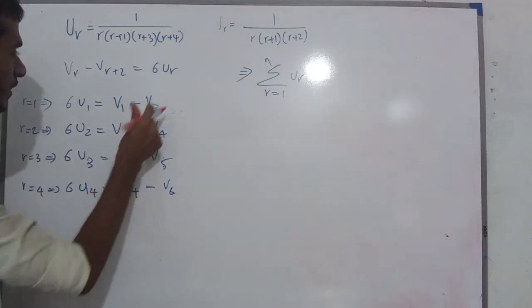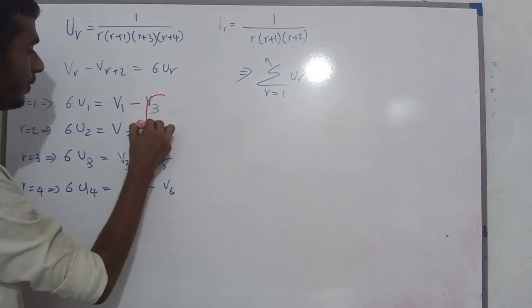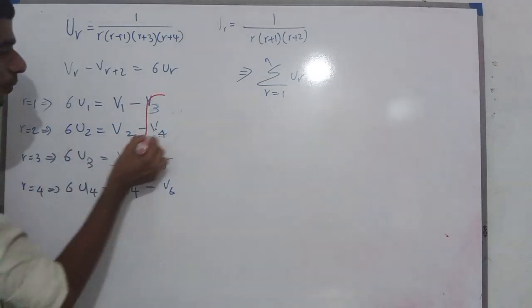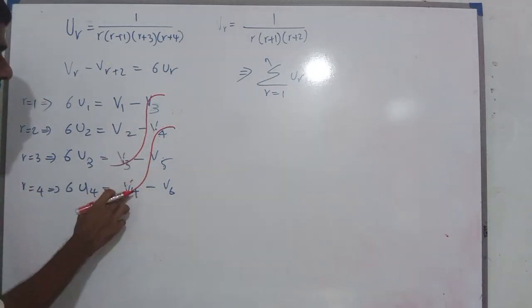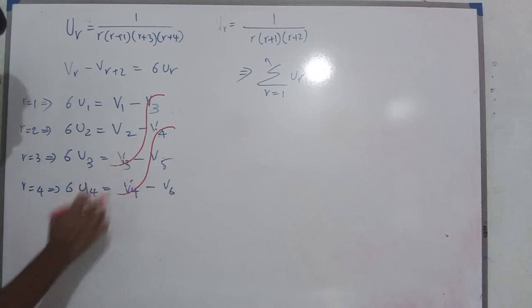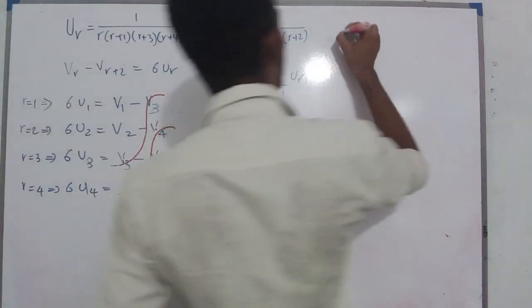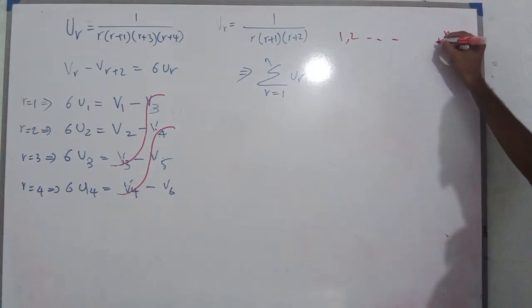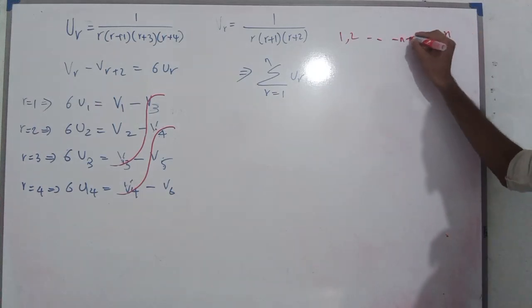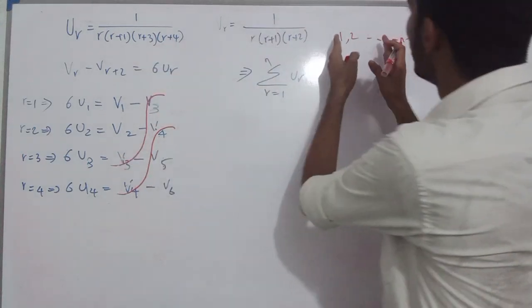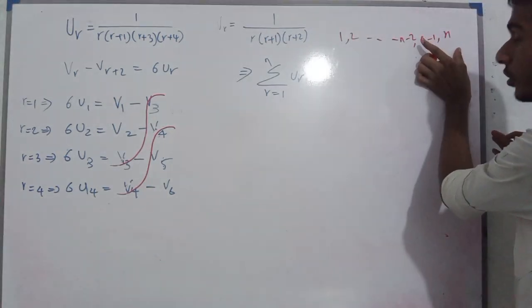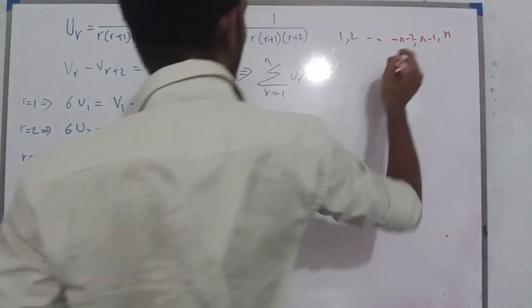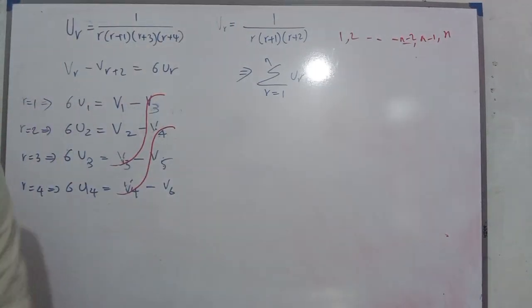Now you see, minus V3 is here, it will be cancelled with this V3. Now V4 is here, that will cancel with this V4, right? Because minus V4 here plus V4, minus V3 here plus V3. Likewise, here we have 1, 2 up to n. Before that we have n minus 1, before that n minus 2. So in the former part of the series we have considered 3 terms, and in the later part of the series also we have to consider 3 terms. Now we have to consider n minus 2, n minus 1 and n for easiness. So this is how you have to write.